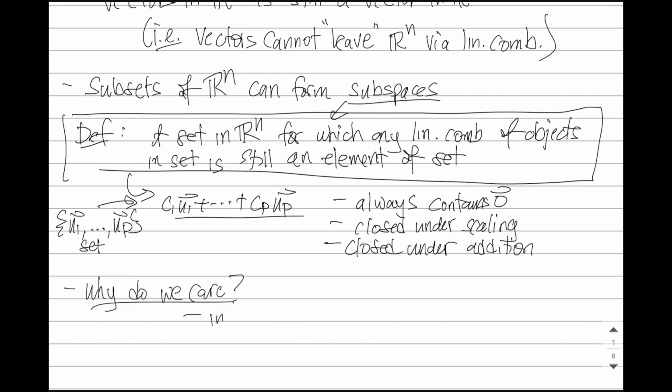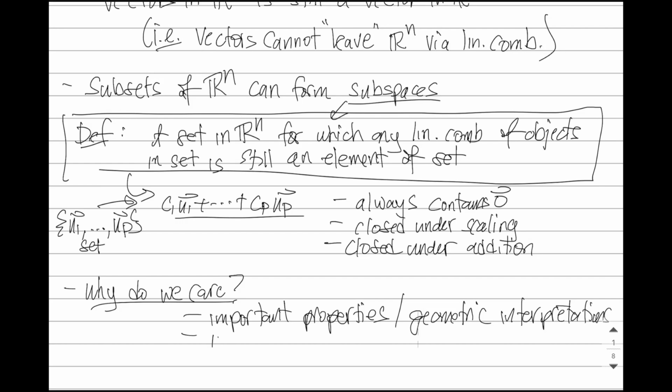Why do we care? Subspaces have their own important properties. They have geometric interpretations, which we're going to use later in the course. The most important thing is that they will give us some more insight into solution sets for two important systems, Ax equals 0 and Ax equals b. And those solution sets we're going to talk about a little bit later.